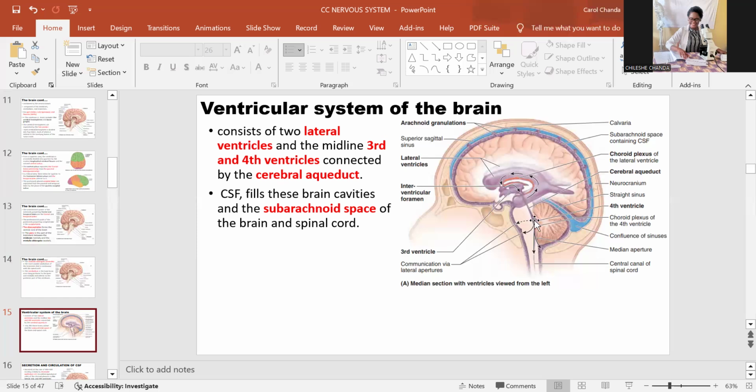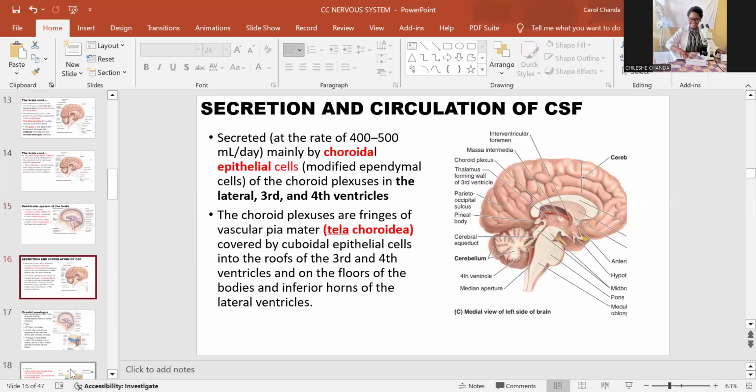The fourth ventricle is located posterior to the pons, so posterior to the lower part of the pons and the upper part of the medulla, and anterior to the cerebellum. So these are the four cavities. The connection between the third and the fourth ventricle is the cerebral aqueduct. That is the connection between the third and the fourth ventricle.